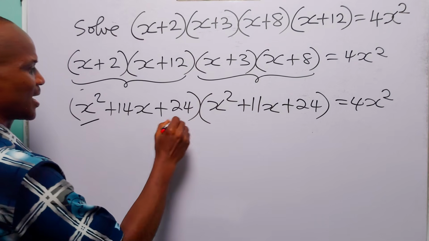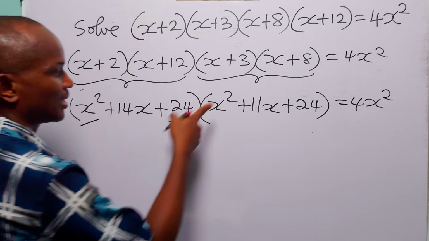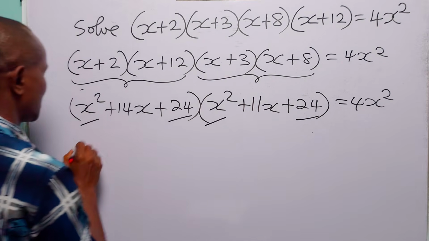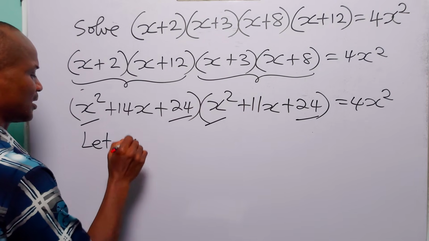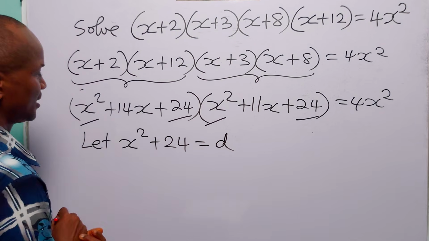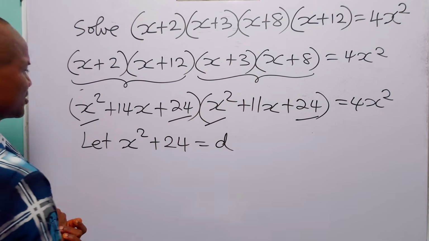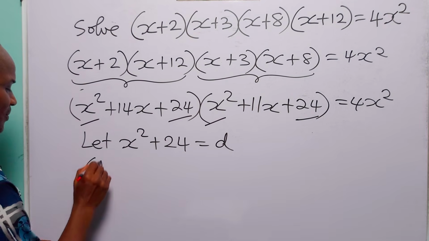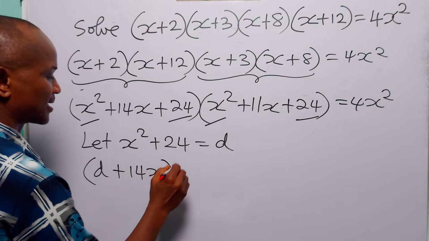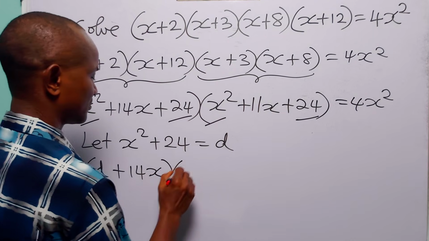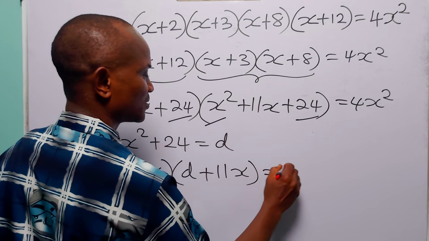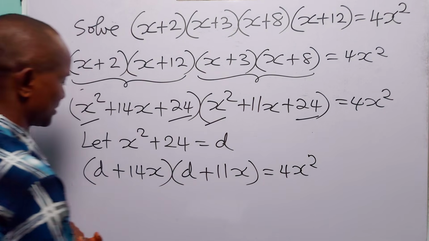Now here we have x squared plus 24, and here we also have x squared plus 24. So let x squared plus 24 be equal to the letter d. That means that we can write this equation as (d + 14x)(d + 11x) is equal to 4x squared.